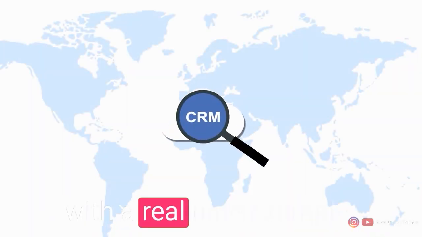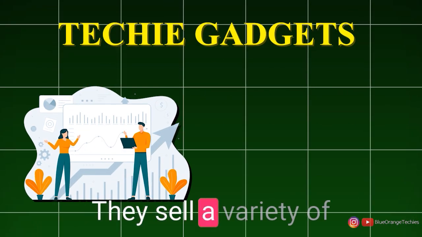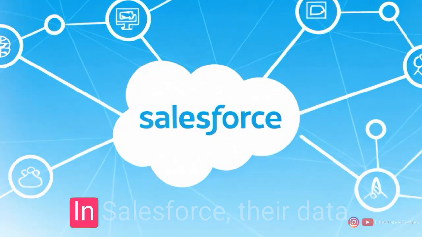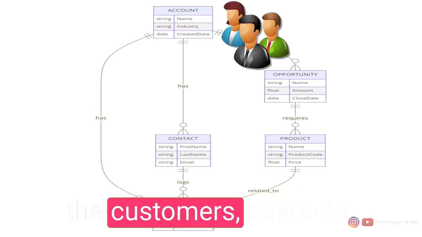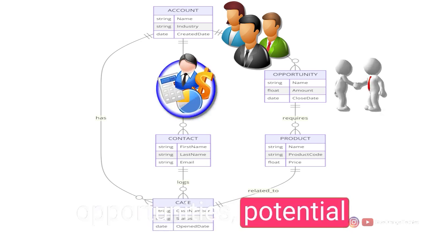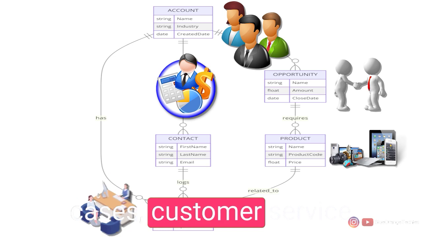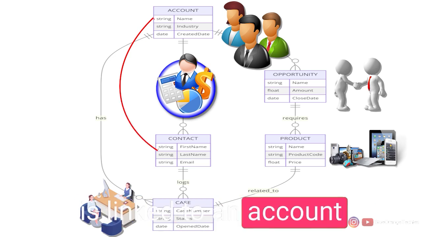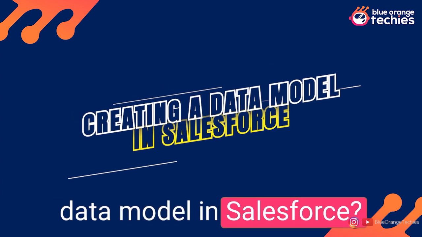Let's bring this to life with a real-time example. Consider a business, let's call it Techie Gadgets. They sell a variety of electronic devices and need to keep track of customers, orders, and products. In Salesforce, their data model would consist of accounts representing the customers, contacts, the people associated with these accounts, opportunities, potential sales or deals, products, what they're selling, cases, customer service interactions. And the relationships between these objects show how a contact is linked to an account and how an opportunity is related to that contact.